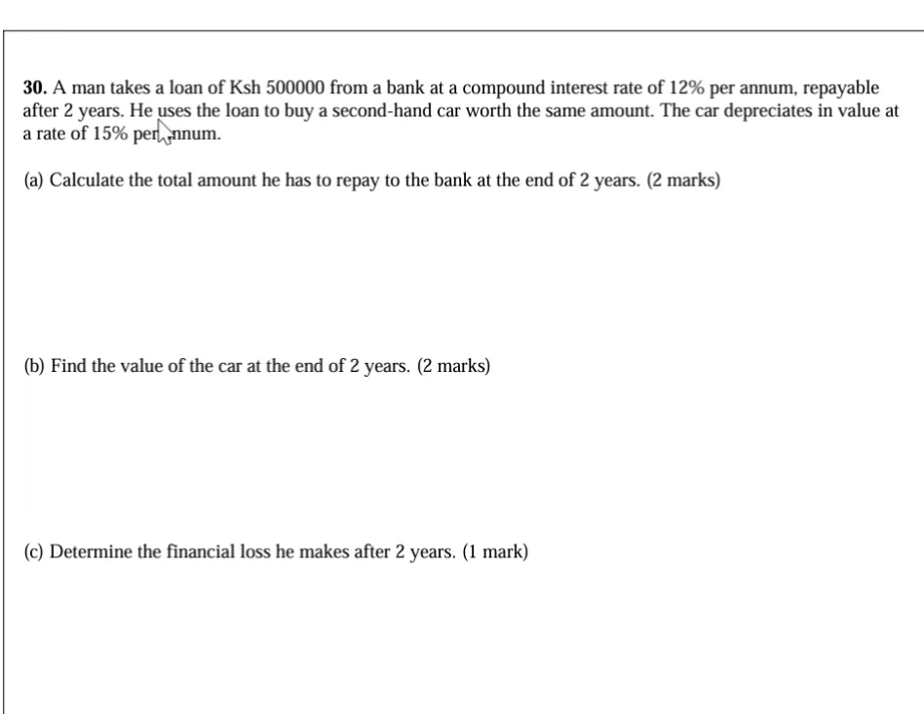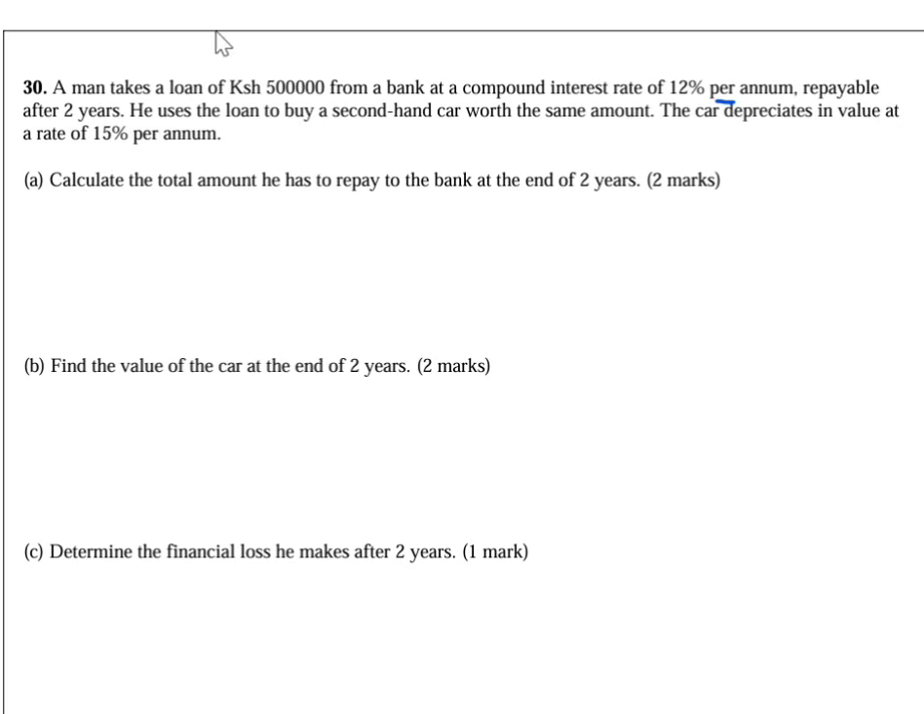A man takes a loan of 500,000 from a bank at a compound interest rate of 12% per annum, repayable after 2 years. He uses the loan to buy a second-hand car worth the same amount. And therefore the car depreciates in value at the rate of 15% per annum. Part A, calculate the total amount he has to repay to the bank at the end of 2 years, 2 marks. Part B, find the value of the car at the end of 2 years and then the financial loss.